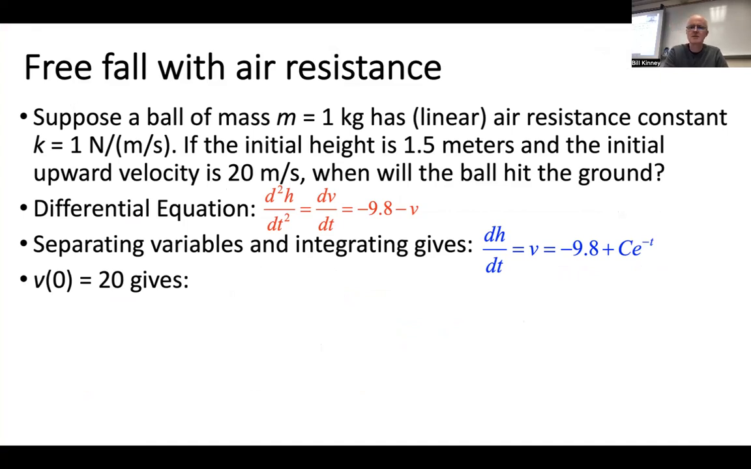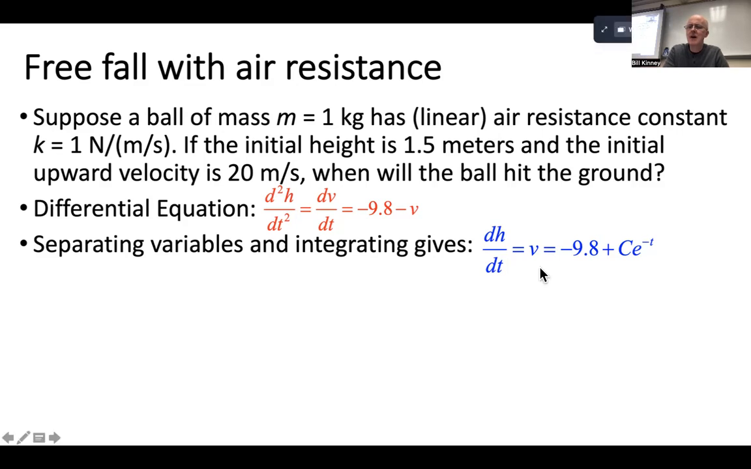It turns out that if you separate variables and integrate, then the velocity turns out to equal this thing right there. The velocity, which is also dh/dt, is negative 9.8 plus c times e to the negative t. There's an exponential decay in the velocity. Isn't that weird? We'll try to make sense out of it, but just hang with me.